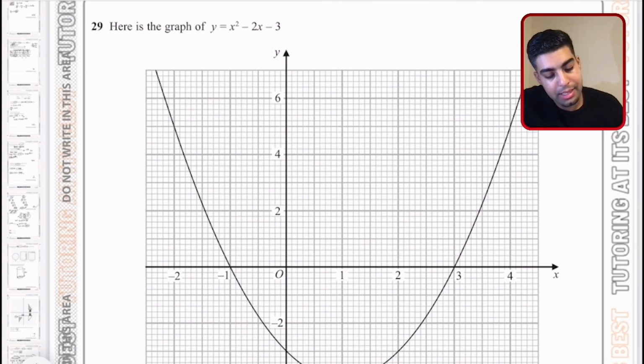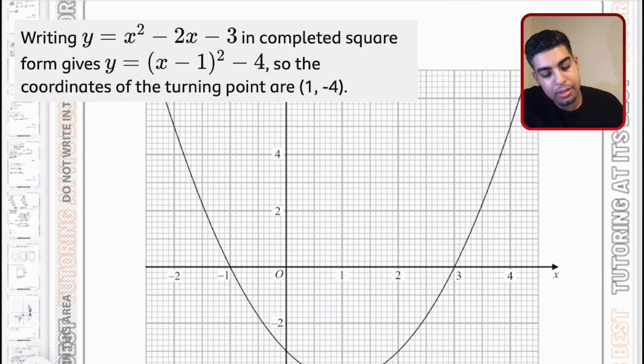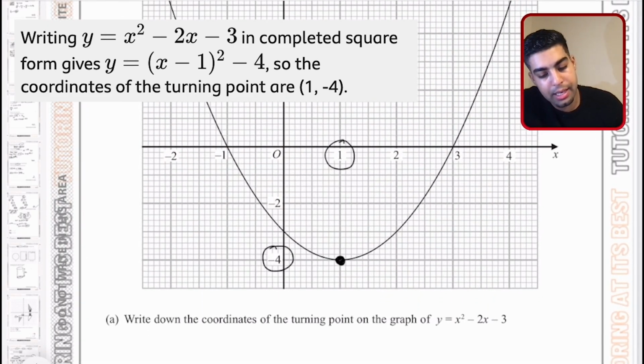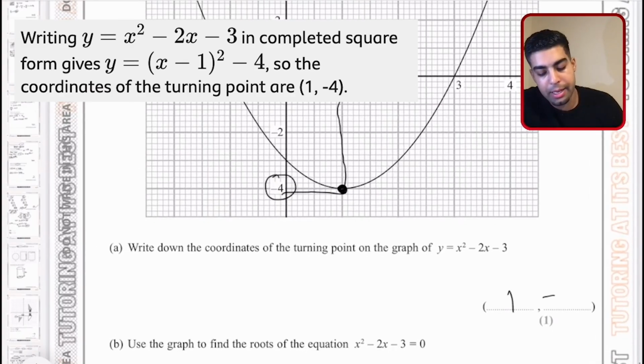And you can see now, this is the bottom base here. So we just take our coordinates, which is going to be 1, minus 4. And if I draw this out, 1, minus 4, that's what we write here.